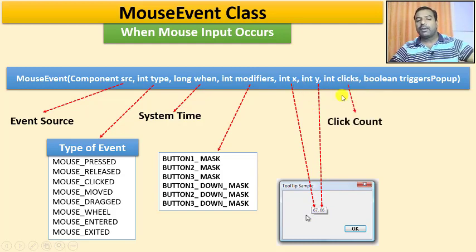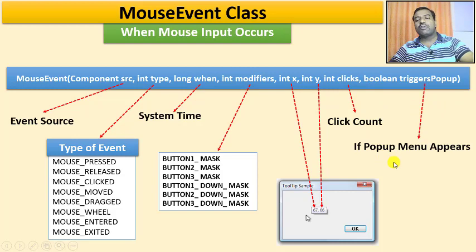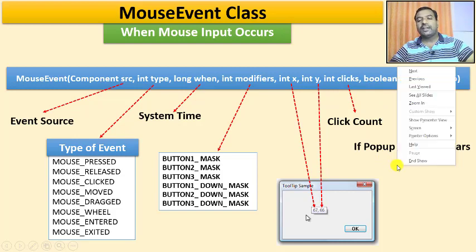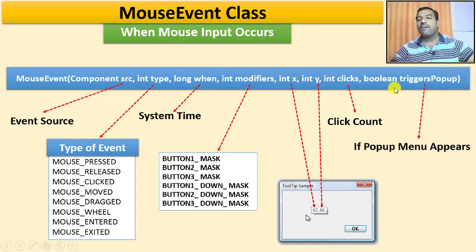And click is the number of clicks. So whether you have clicked once or twice, that is what the click count is going to be. And trigger pop-up is, whenever you right click the mouse, you can see there's going to be a menu option. This is the pop-up menu. If such a case is going to happen, we have the trigger pop-up, whether there's going to be a trigger pop-up or not, which makes the menu appear or not.